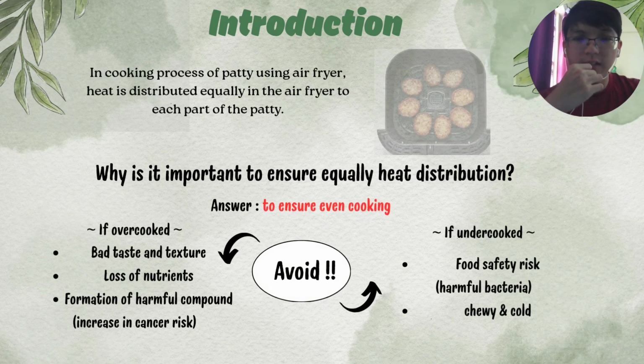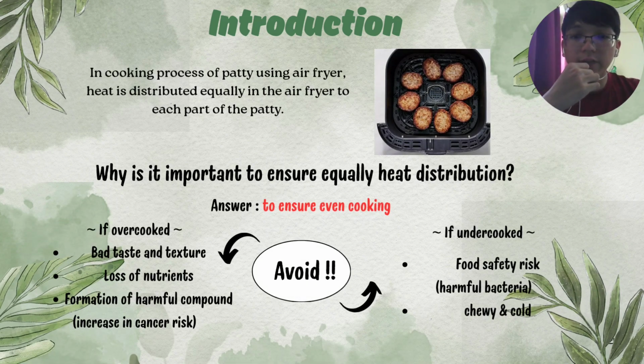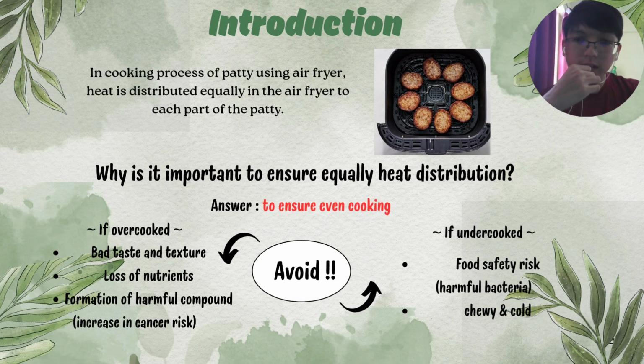In the cooking process of a patty using an air fryer, heat is distributed equally in the air fryer to each part of the patty. So, do you know why it is important to ensure equal heat distribution in an air fryer? The answer is to ensure even cooking.